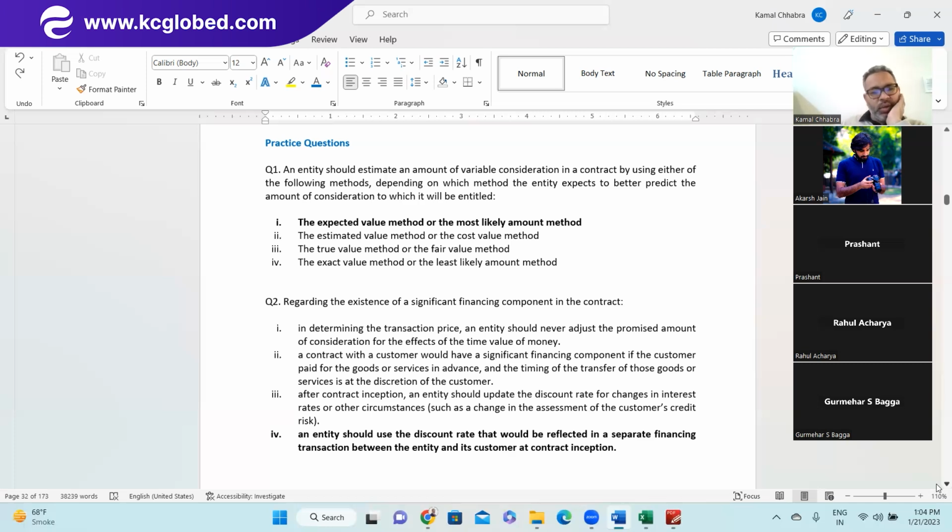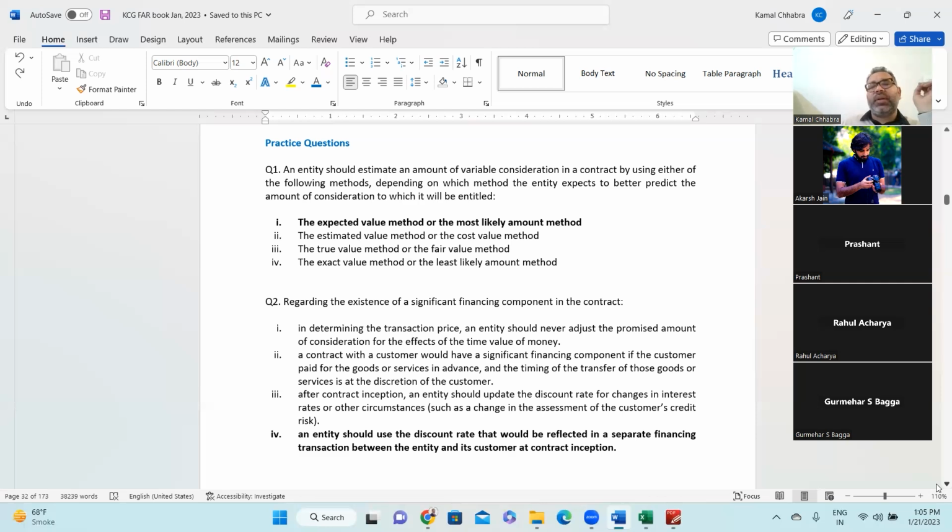Last one is, an entity should use a discount rate that would be reflected in a separate financing transaction between the entity and its customer at the contract inception. So what does it mean? When you are giving any financing option, the discount rate or interest rate needs to be specifically mentioned or communicated in that arrangement. So would it be right or wrong?